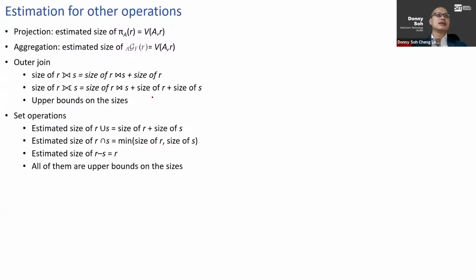The estimation of other operators. The estimation of projection is equal to the number of unique values of A. Aggregation is also equal to the number of unique values of A on table R.